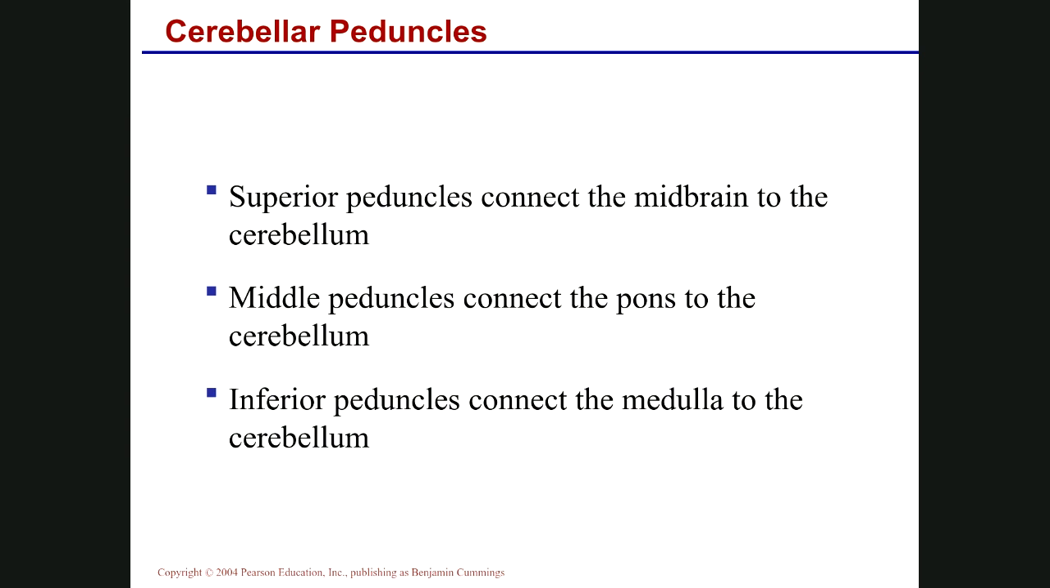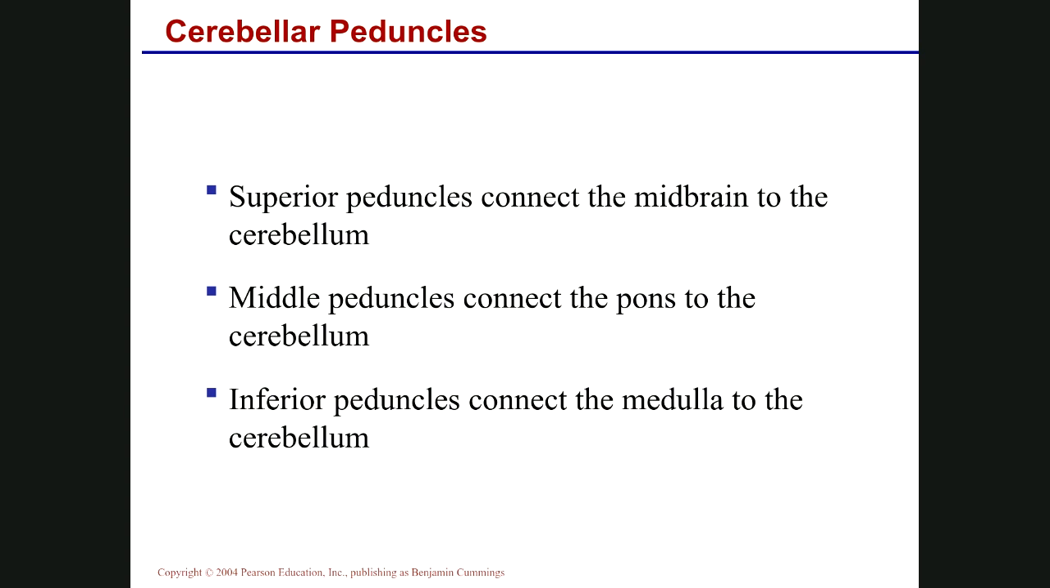Well, in order for the cerebellum to be able to do what it needs to do, it needs a lot of information. And so there's a lot of tracts that go to the cerebellum. They're called peduncles. There are three pairs of these. So there are superior peduncles. The superior peduncles connect the midbrain to the cerebellum. There are middle cerebellar peduncles. They connect the pons to the cerebellum. And there are inferior cerebellar peduncles which connect the medulla, which we haven't talked about, to the cerebellum.